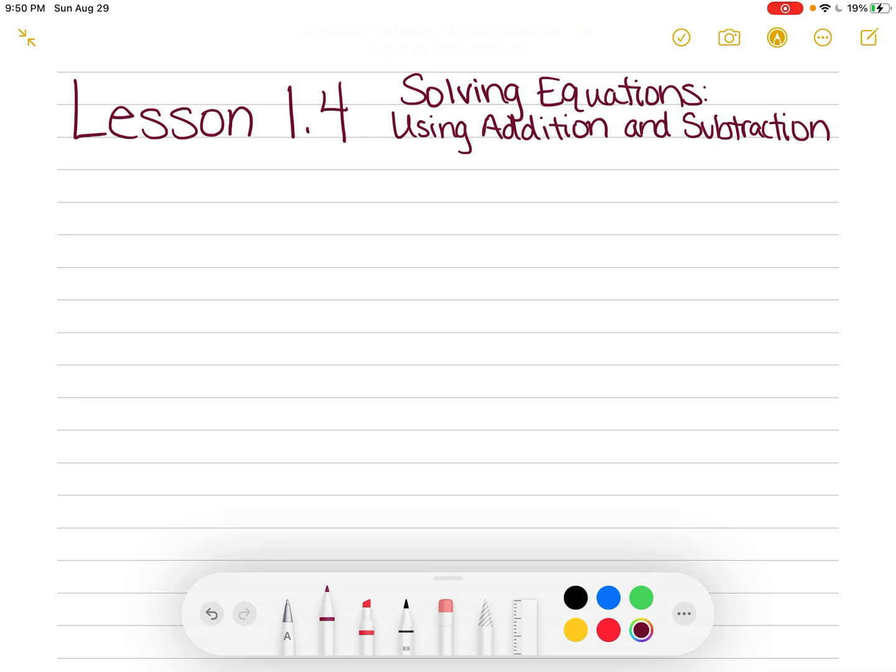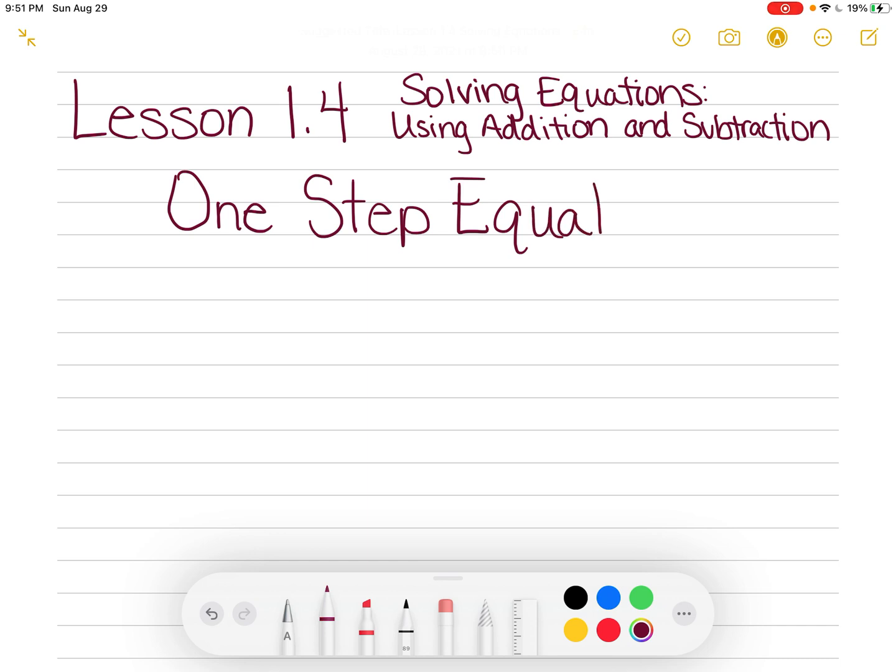Okay, this is what your book calls it: solving equations using addition and subtraction. I am going to call this lesson something else, and I want you to write this down. What I call it is one-step equations. So write that down also. Later on, we will be learning two-step equations.